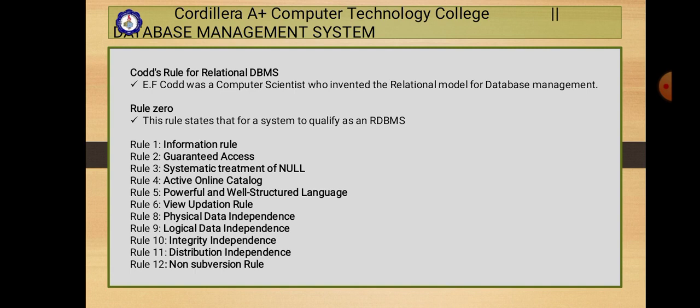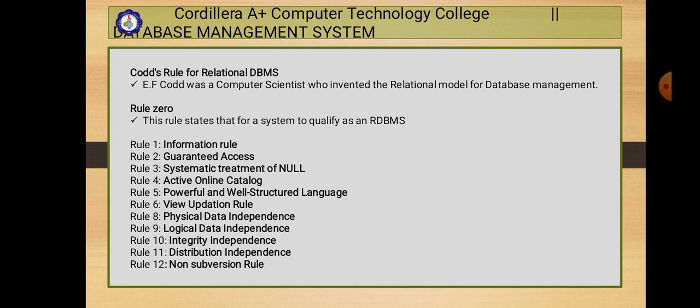Okay? So for rule number 3, you have the systematic treatment of null. So, null has several meanings. So, pwedeng missing data, not possible, not applicable, or no value. So, pwede yun, okay? So, it should be handled consistently. Also, the primary key must not be null. So, hindi pwedeng maging null yung primary key. So, expression on null must give null. Okay? So that is for the systematic treatment of null.